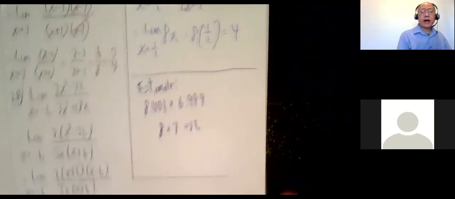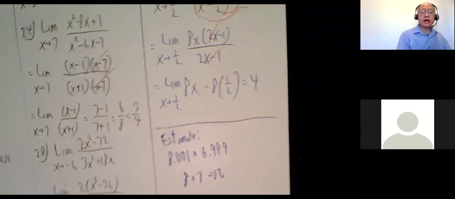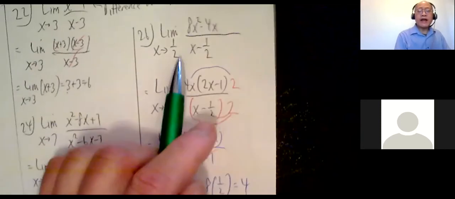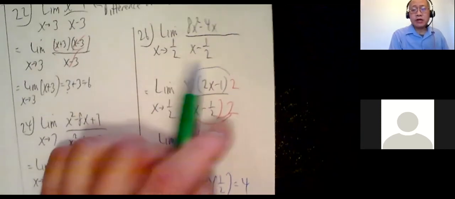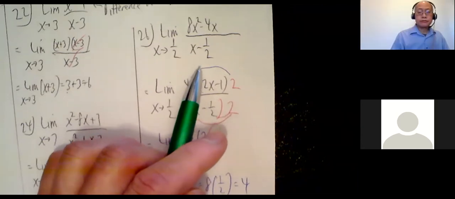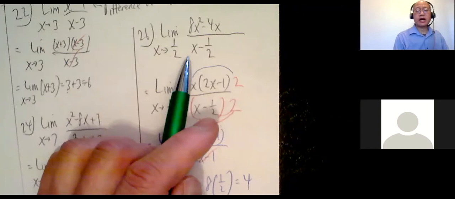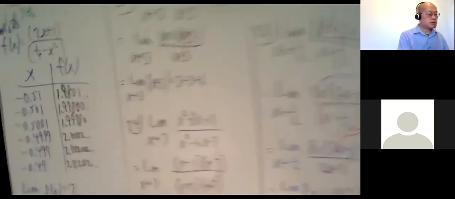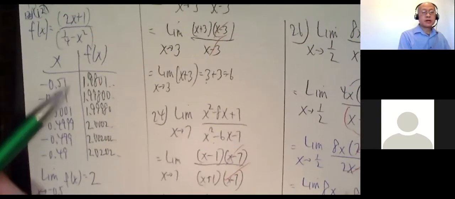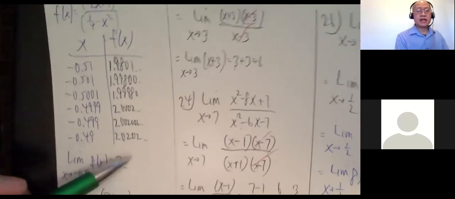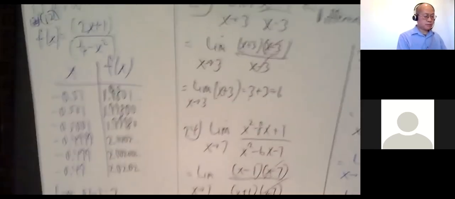Right? So I came from the left side and the right side. The limit does exist. It's 4. Even though exactly at 1/2, the function doesn't exist. F of 1/2 doesn't exist. Okay. So you could make a table here, but obviously we don't want to do that too much because that's very tedious to do.